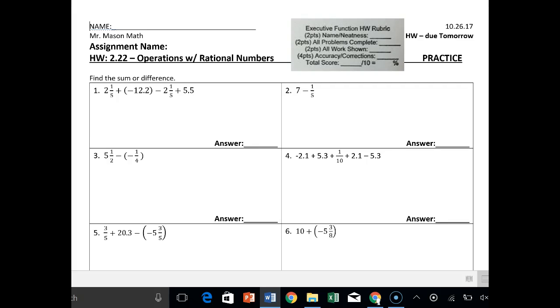So I'm going to do a lot of this homework with you because these are the types of problems you will see on tomorrow's test, and you want to make sure that you understand them.